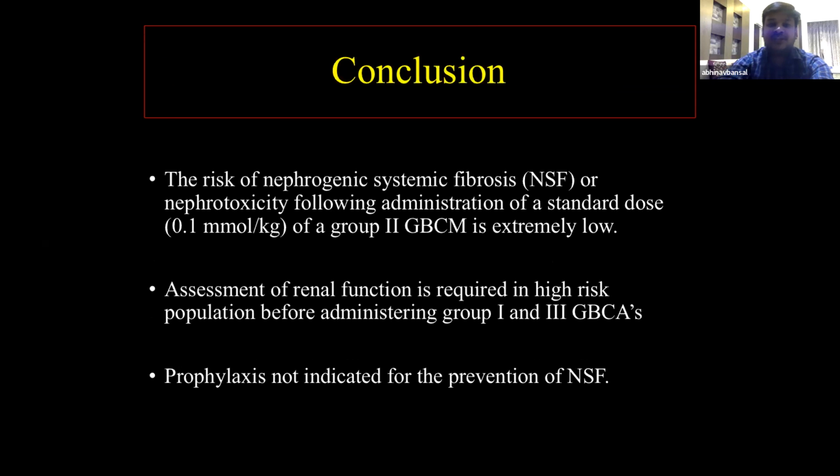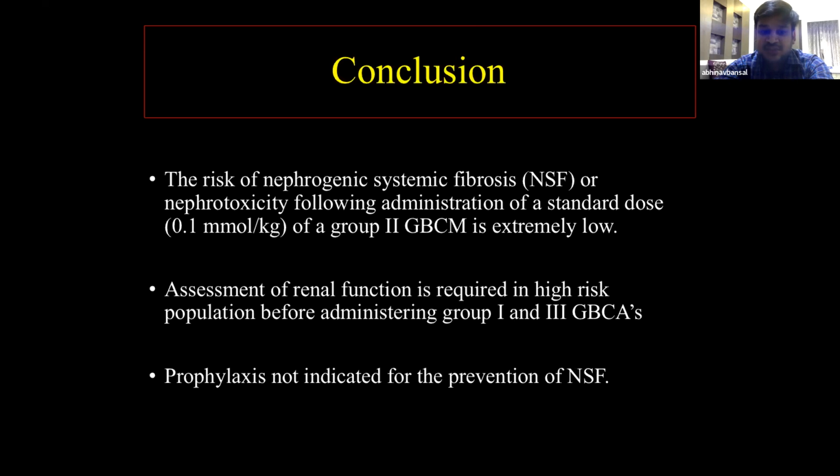So to conclude, the risk of nephrogenic systemic fibrosis or nephrotoxicity following administration of a standard dose of group 2 contrast agents is extremely low. So it is not recommended to obtain any eGFR prior to introduction of this agent, and they can be safely used even in patients with kidney disease. Assessment of renal function is required in high-risk patients like those having hypertension, diabetes, or any inpatient on treatment for another comorbidity.